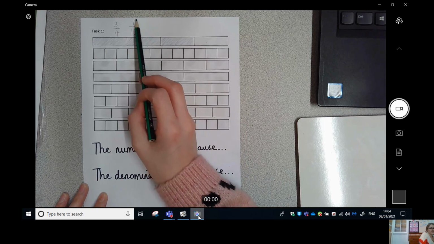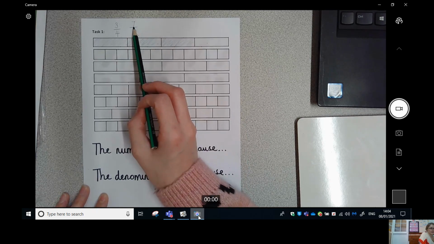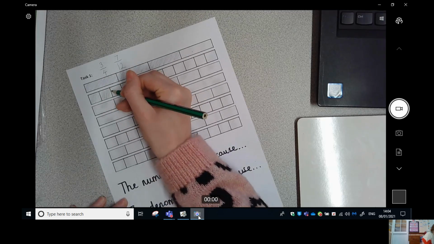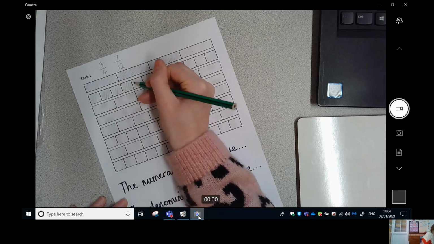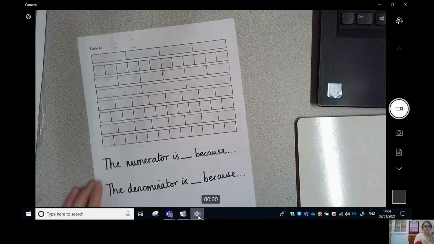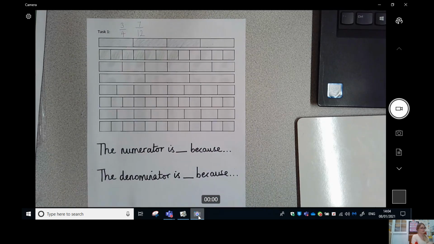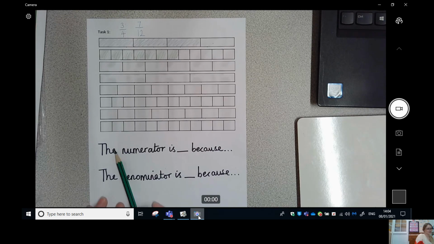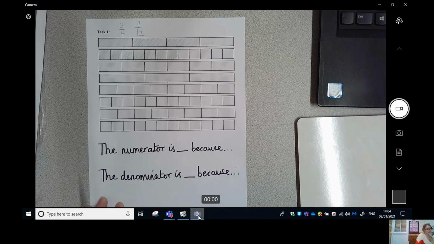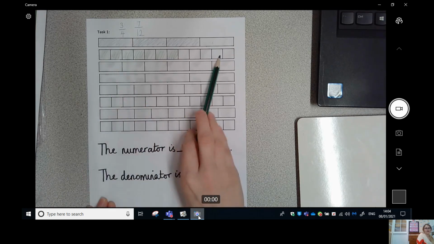So I know my numerator is 7, so that's how many parts I'm going to be colouring in. So I'm going to do 1, 2, 3, 4, 5, 6, 7. Hopefully you can take your time and do something a little bit better than mine. Okay, so the numerator is 7 because there are 7 parts shaded, and the denominator is 12 because there are 12 equal parts in my bar.